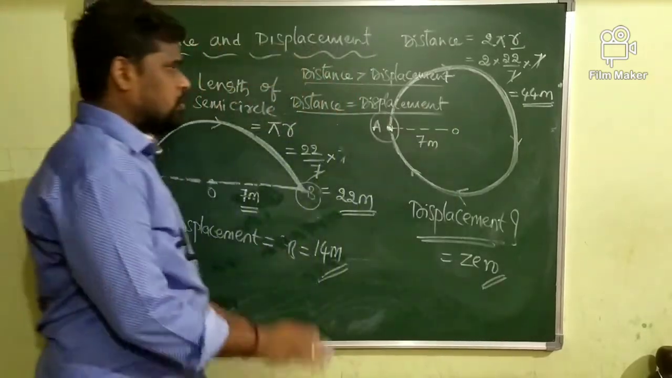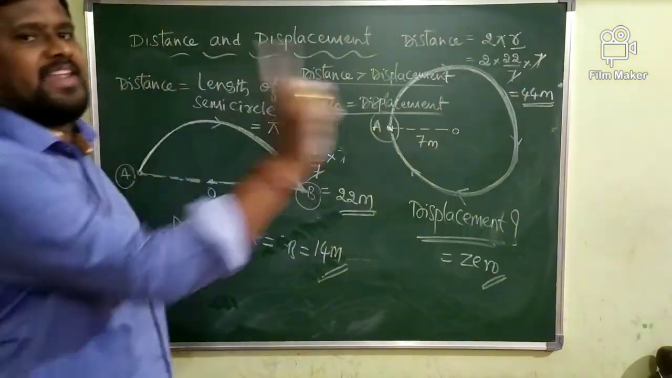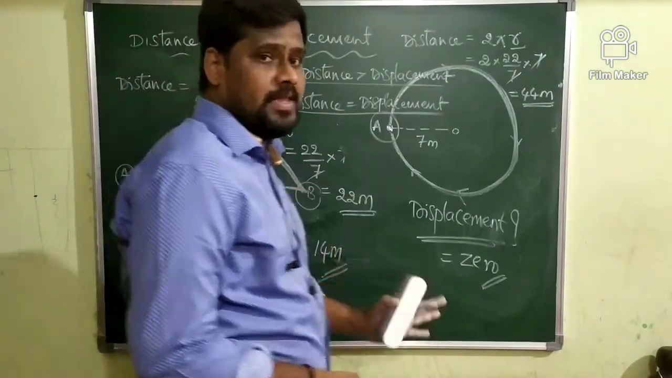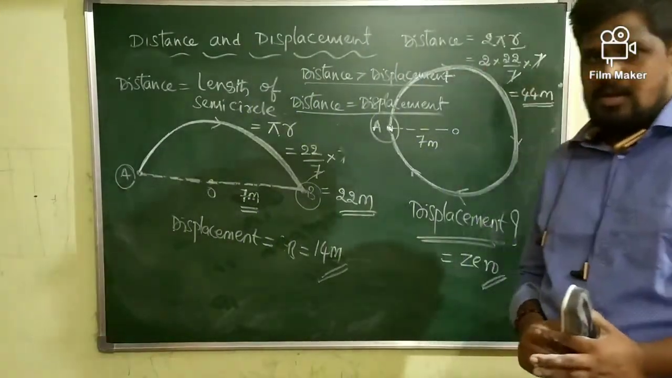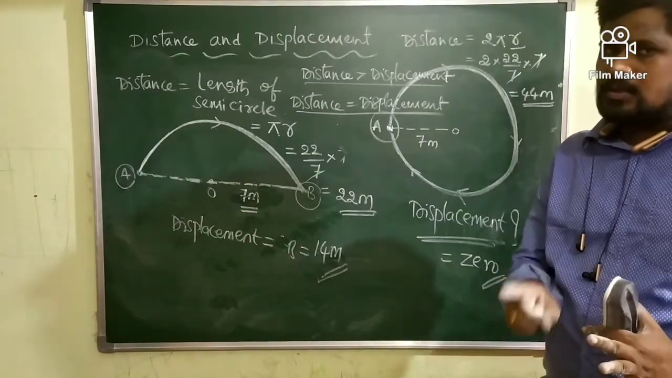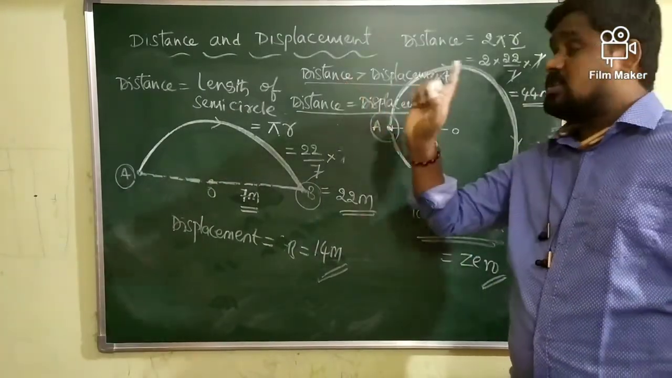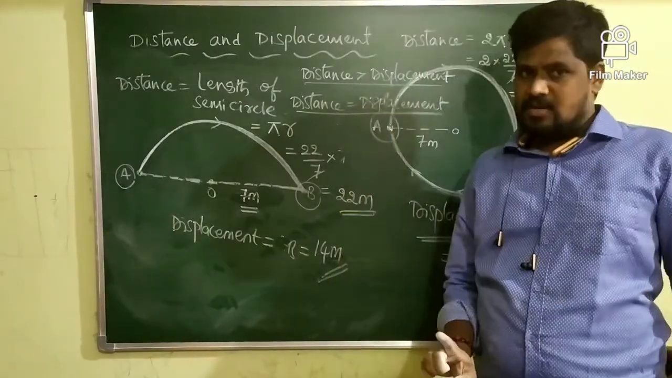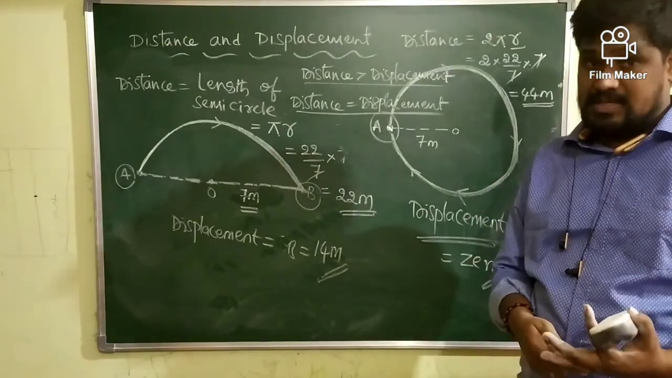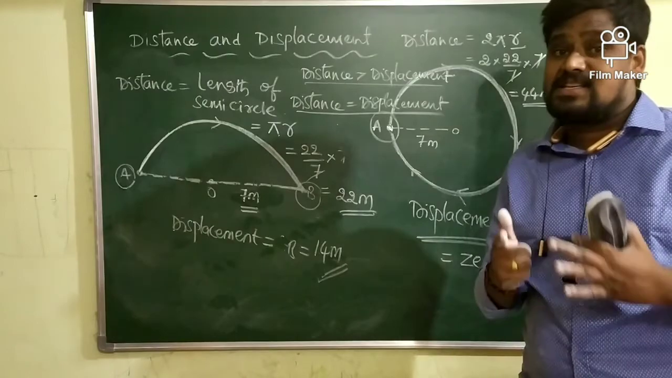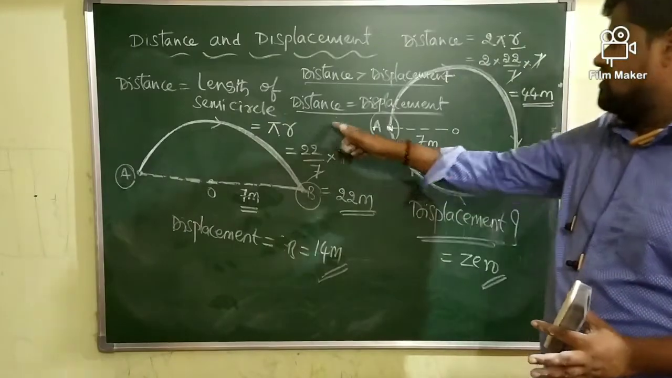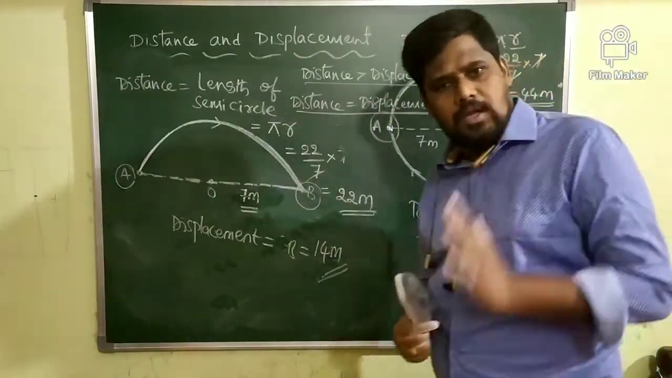Distance and displacement are both equal when the body is moving in a straight line. If the body is not moving in a straight line, if it is moving in a curved path, the value of distance will be greater than displacement in all cases except when the body is moving in a straight line. If the body is moving in a straight line, distance and displacement are equal.